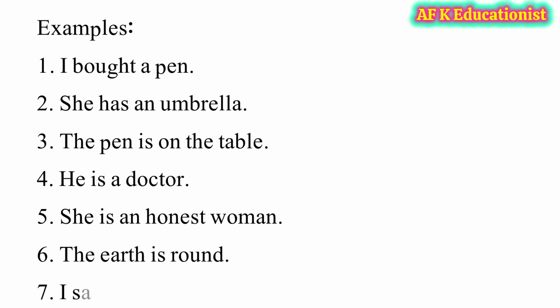Examples. I bought a pen. She has an umbrella. The pen is on the table. He is a doctor. She is an honest woman. The earth is round. I saw an owl.